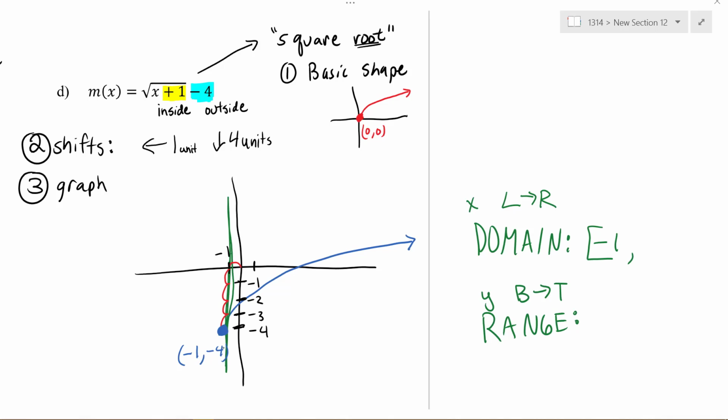Okay, and then I go to the very far right. Remember, I'm using my pencil, curving to the very far right. I get to an arrow, so that's positive infinity.